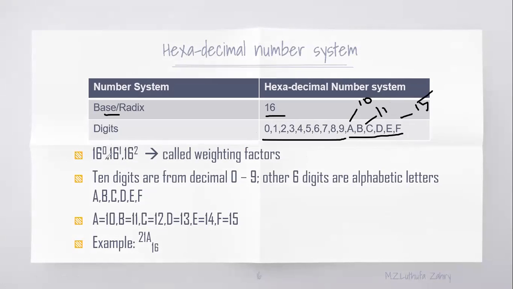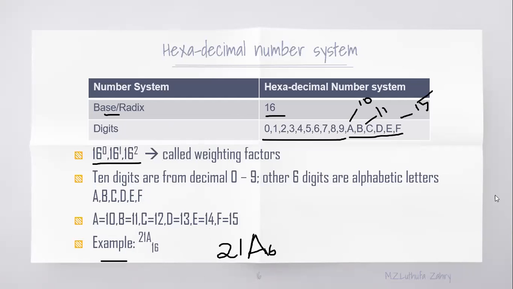The weighting factor of this hexadecimal number system will be 16 to the power 0, 16 to the power 1, 16 to the power 2, and so on. As I said, 10 digits are from decimal 0 to 9, and the other 6 digits are going to be the alphabetical letters A, B, C, D, E, F. And A will be equal to this and that. Now an example of a hexadecimal number can be 21A, and don't forget to put the base 16.